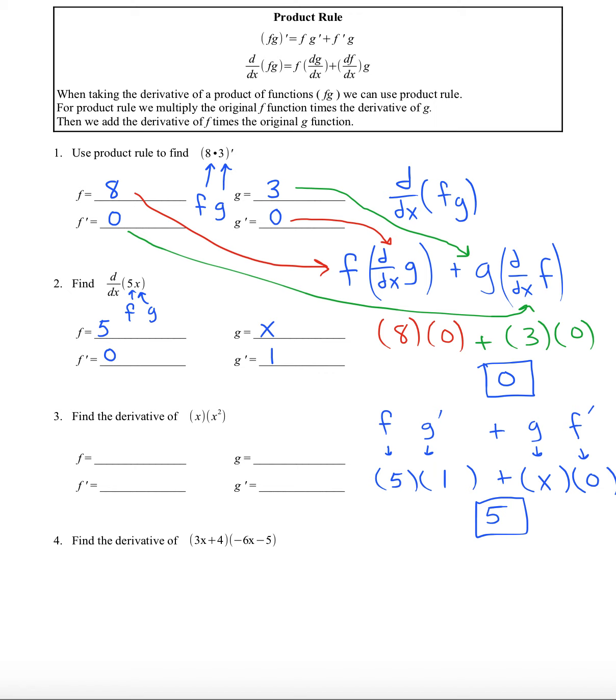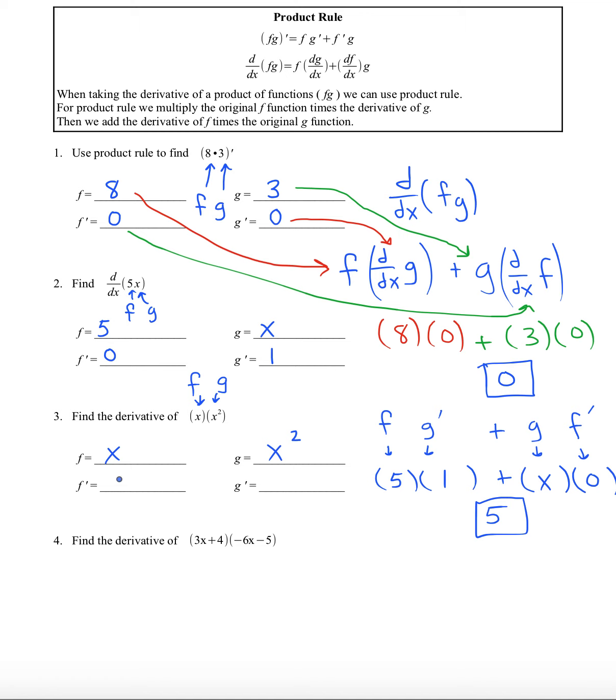Now let's try one that's a little tougher. Now f is a function of x, and so is g. F is x and g is x squared. Now here, it would be easier to just multiply the two and get x cubed and then take the derivative. But since we're practicing the product rule here for the first time, let's leave them separate and just see if we get the same answer. We're looking for 3x squared to be the final answer.